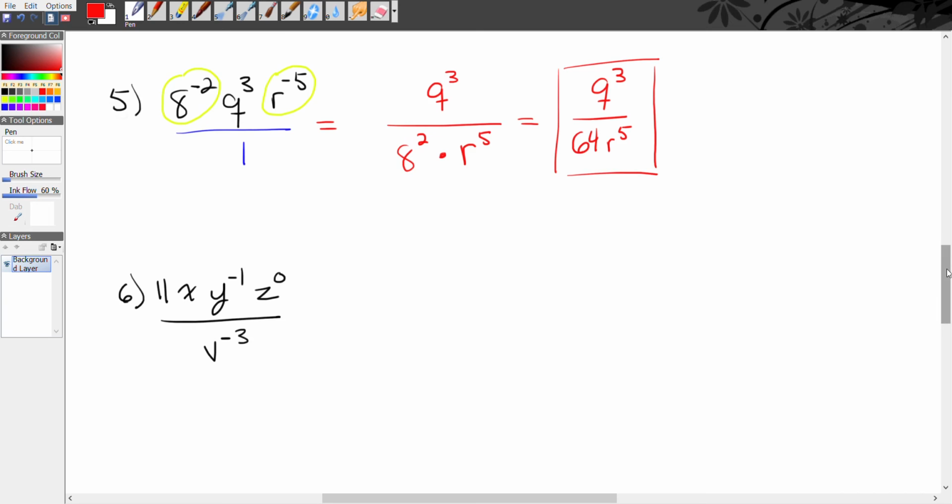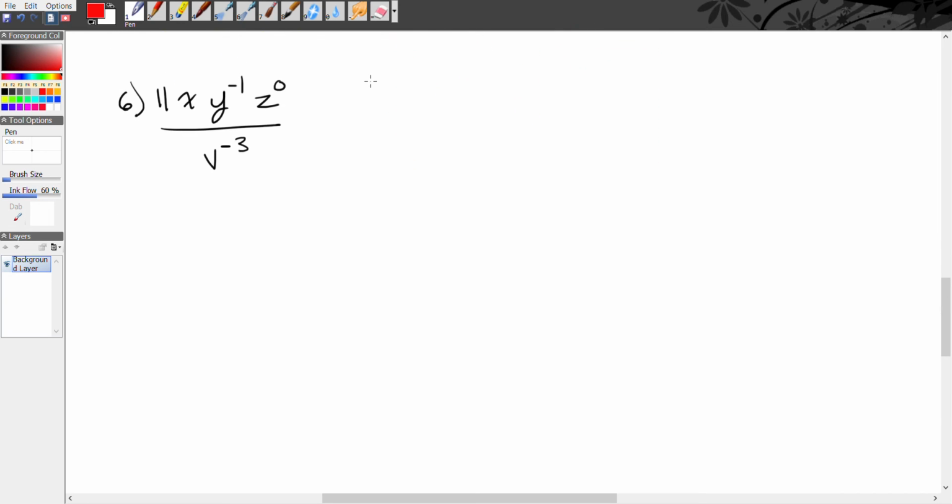Okay, one more example. Okay, so this one's already written as a fraction. Let's go ahead and take a look at what needs to move. Okay, who needs to move from the top? Just one term. Y to the negative first. So y to the negative first, that's going to move to the bottom as y to the first power. Then how about 11x? 11x is going to stay.